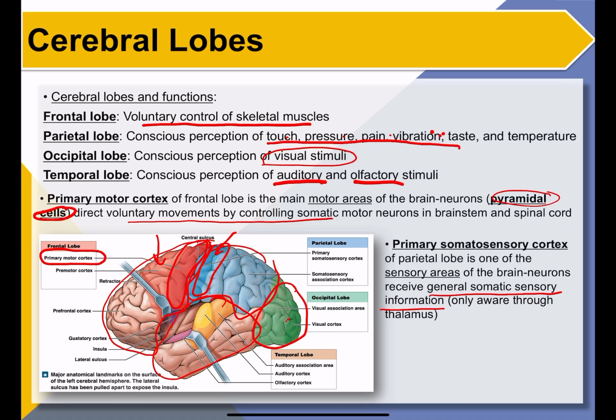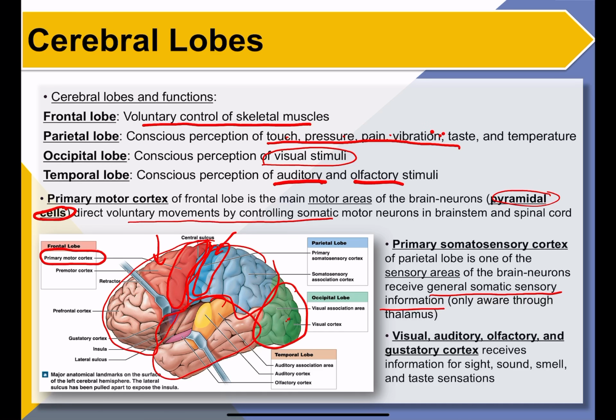Okay. All right. And then you have these other individual cortexes for your special senses of the body. You have visual, auditory, olfactory, and gustatory cortex. So gustatory means taste. Okay, everything else sounds pretty straightforward. Olfactory is for smell. And of course, visual and auditory is very straightforward.